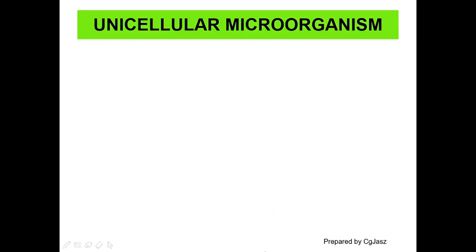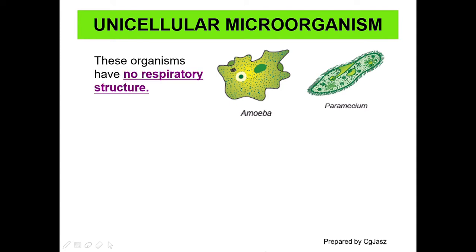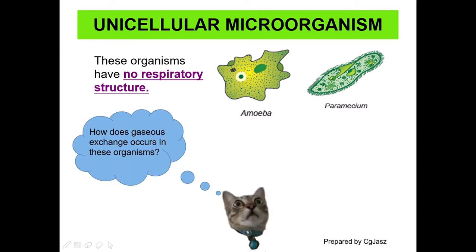Okay, let's begin with unicellular microorganisms. So here is amoeba and paramecium. These are the examples of unicellular microorganisms. And these organisms, they have no special respiratory structure. So, the question is, how does gases exchange occurs in these organisms?